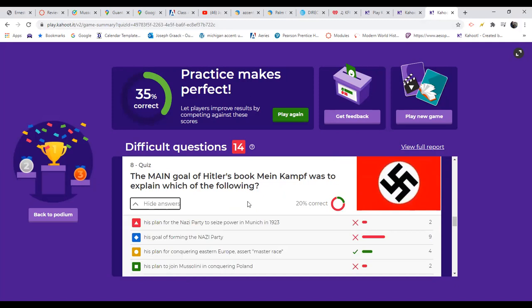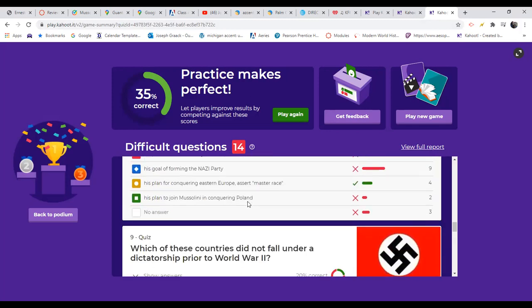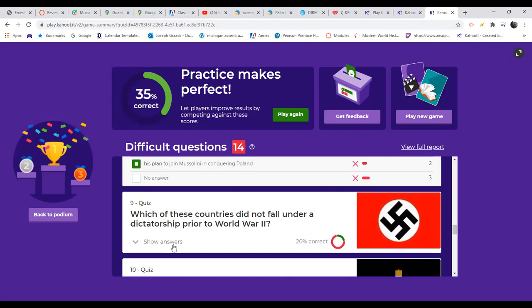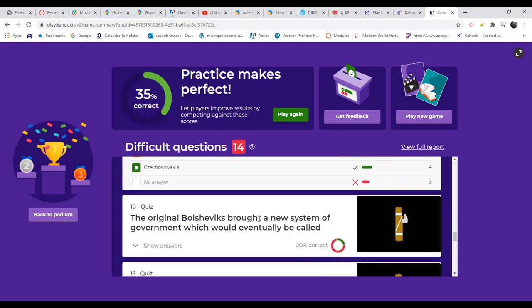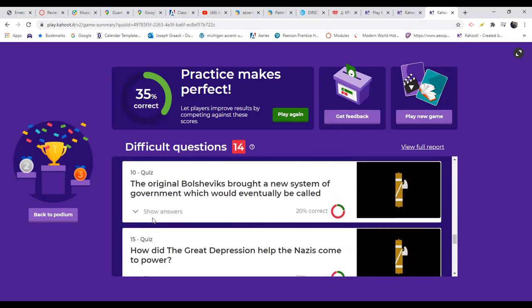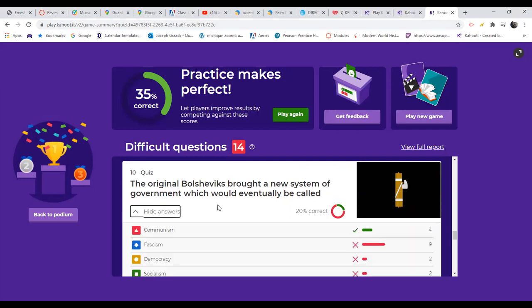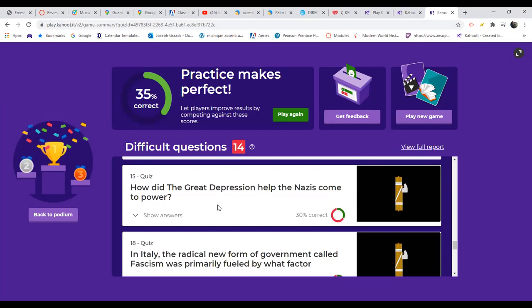The main goal of Hitler's book was about his plan to conquer back eastern parts of Europe and assert the master race, the Aryan race. Which of these countries did not fall under dictatorship prior to World War II? That's going to be Czechoslovakia. The original Bolsheviks brought a new system of government which would eventually be called communism. That's the Russian Revolution. We should know that from last unit.